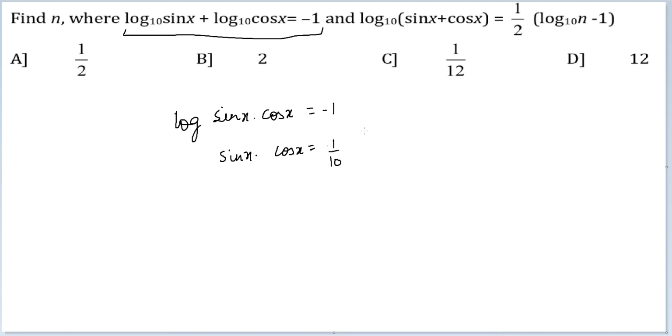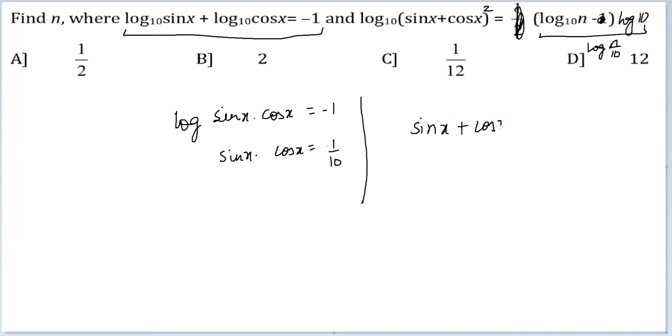Now looking at the expression on the right hand side, this 2 will go here, so it will become (sin x plus cos x) whole square. And this 1 will turn to log 10 itself. So this expression would be log of n by 10. So (sin x plus cos x) whole square is equal to n by 10.